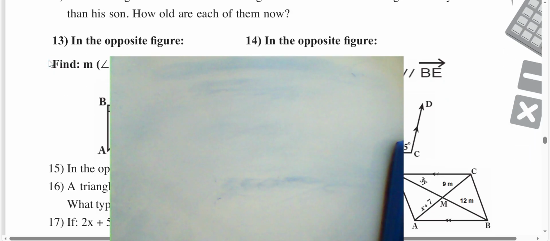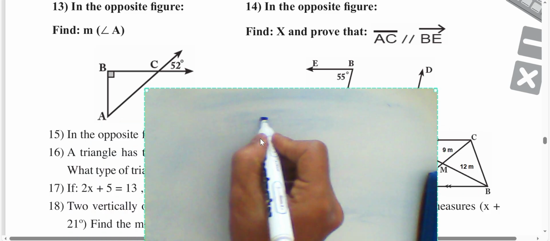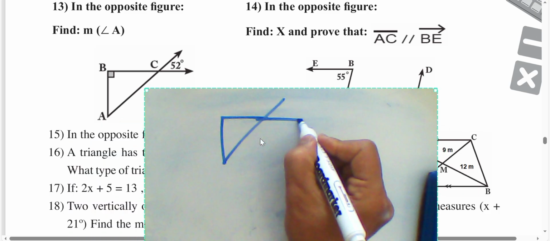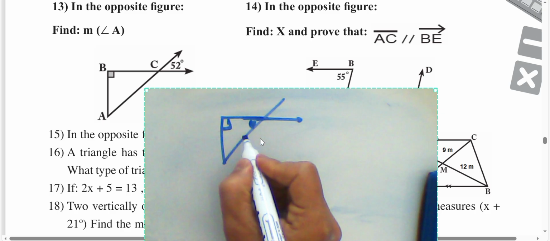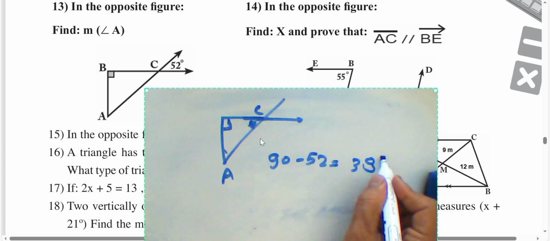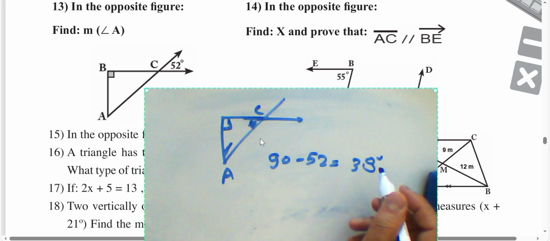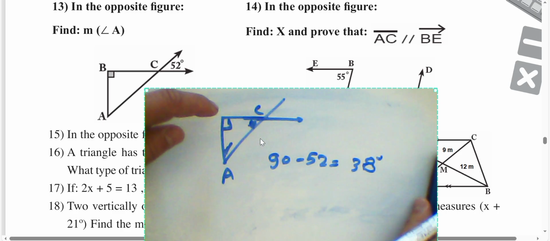Next question, in the opposite figure, number 13, find the measure of angle A. We have here vertical opposite angles and a right angle triangle like this. This vertical opposite angle will be 52 also, and we have 90 degrees. Then A plus C, we call them complementary angles. The measure of the angle here will be 90 subtracted by 52 equals 38. This angle will be 38 degrees, or you can write 90 plus 52 and subtract the answer from 180.